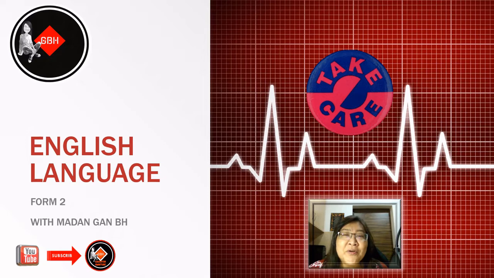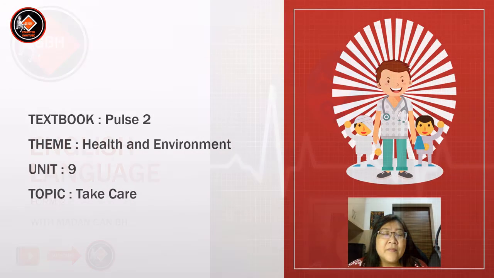This class is for Form 2. We are using the textbook, which is for Form 2, Part 2. The theme is Health and Environment. We are doing Unit 9. The topic for this unit is Take Care.